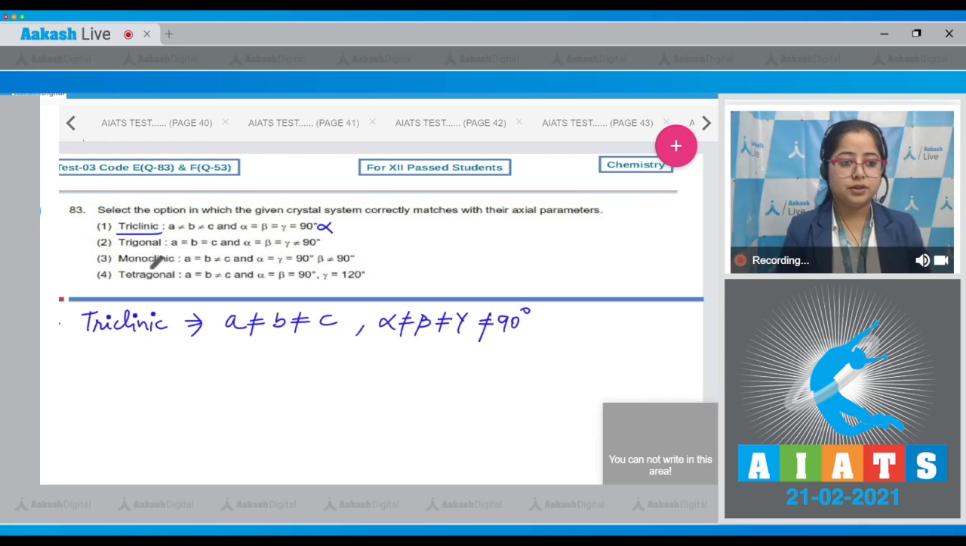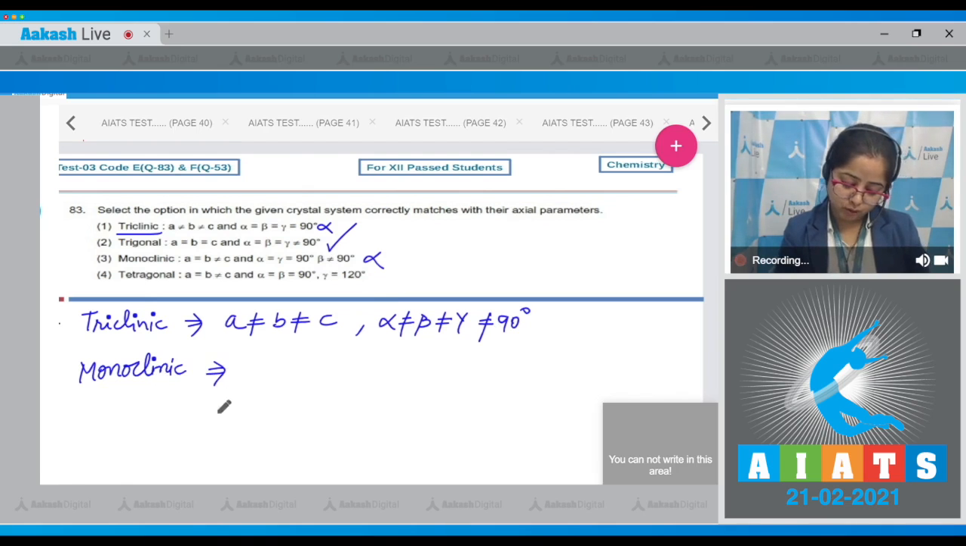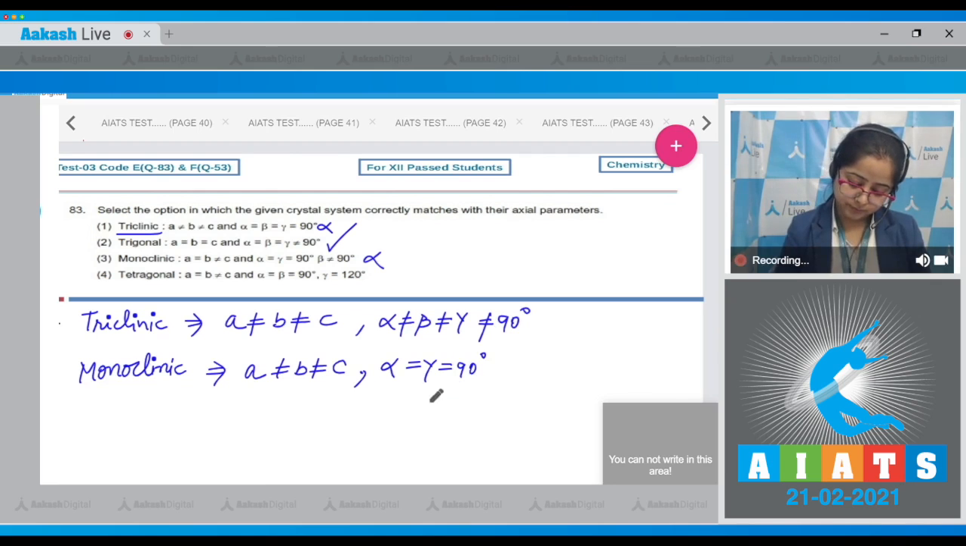Moving to next, trigonal, a equals to b equals to c and alpha equals beta equals gamma not equals to 90 degree. Student, this is a correct match. Moving to next, this is also given incorrect. Here I am directly writing the correct axial parameters for monoclinic lattice. For monoclinic, a not equals to b not equals to c. That means all the edge lengths are not equal. Also alpha equals gamma equals 90 degree, which is not equals to beta.